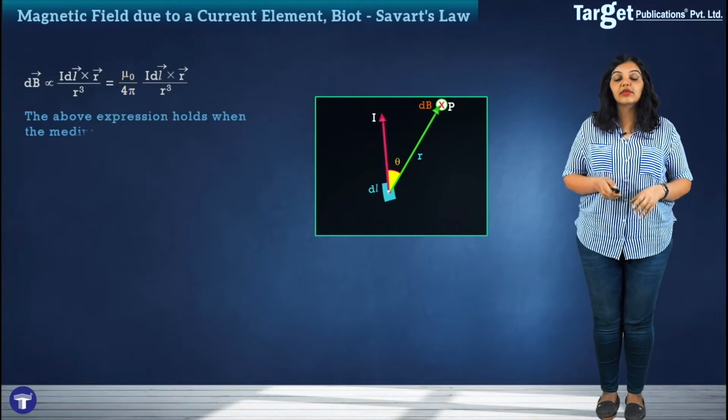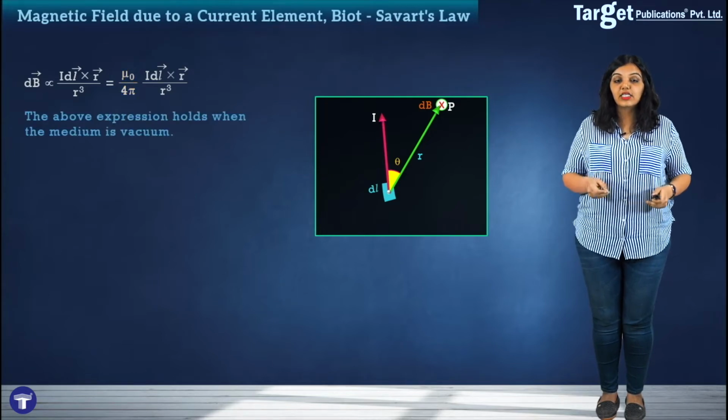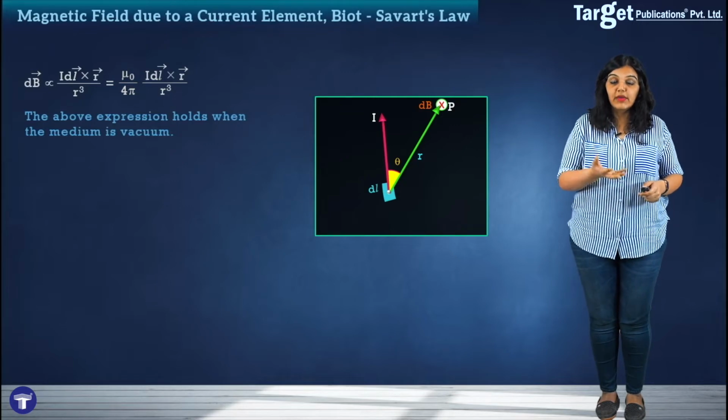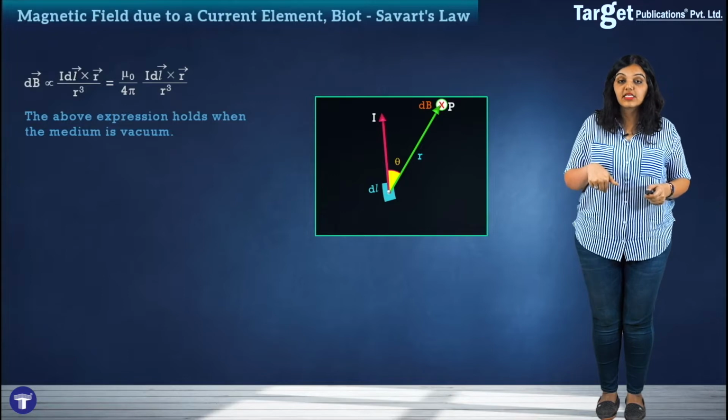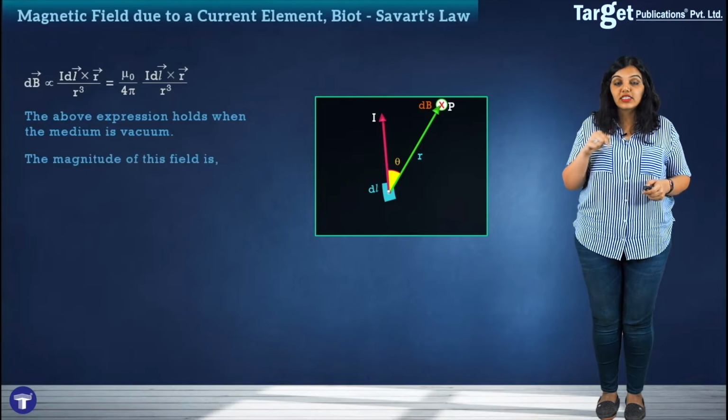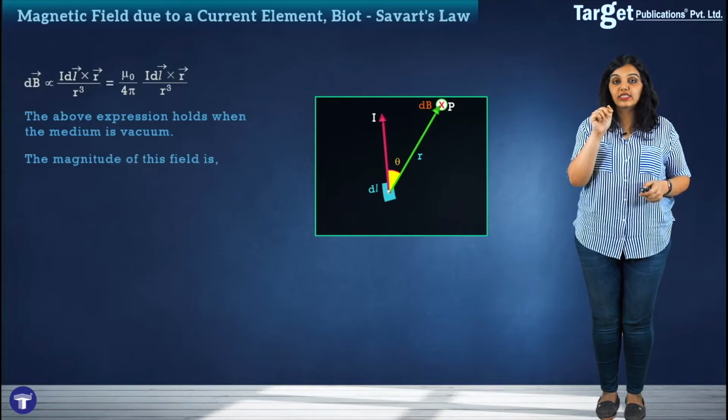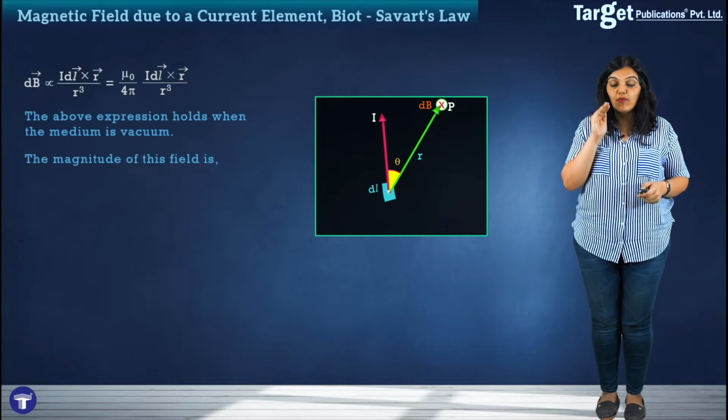So this gives me the Biot-Savart's law, and this expression is of course only when the medium is vacuum, that is, when you're trying to find this in free space. I'm saying this because the quantity mu naught is only there for the medium of vacuum.